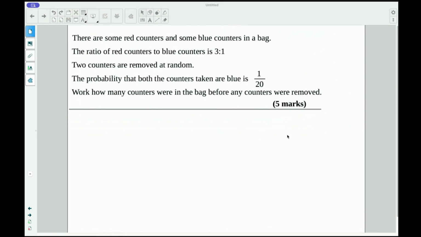Okay. So before I get started, I'm just going to give you guys a chance to think about what this question is asking, because it's not readily apparent right from the start where we're going to take this. We've got a little bit of ratio. We've got things being removed. We're given a probability already that one of the branches is going to be 1/20. Figure out how many counters there were altogether before anything's removed.